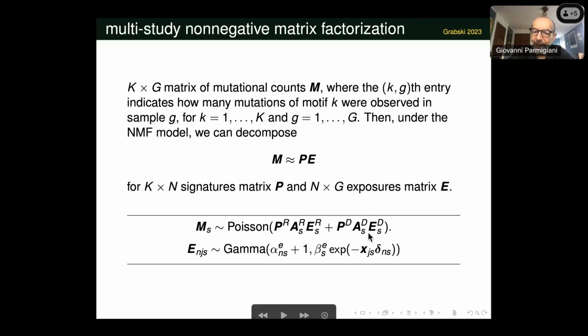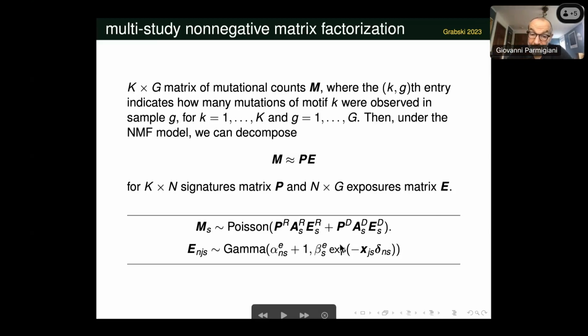The matrix A that you see in the middle is a matrix that drops signatures in and out of the study in a way that is very similar to what I showed in factor analysis before. I don't want to walk you through the notation, but that's a binary indicator of which signatures are part of which studies. Some will be in common, some will be only in certain studies.